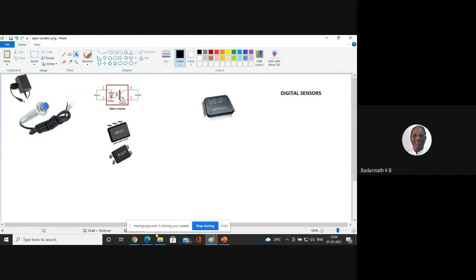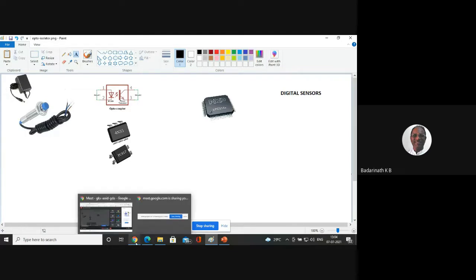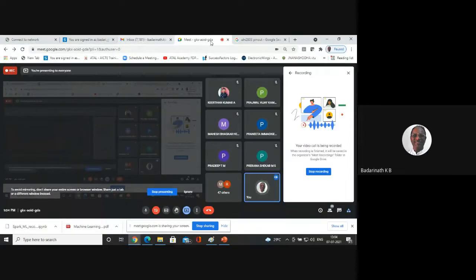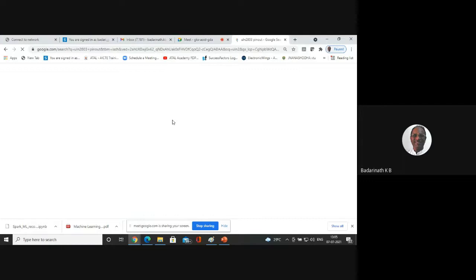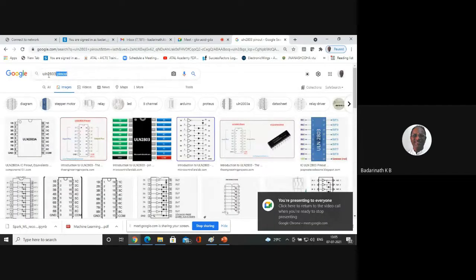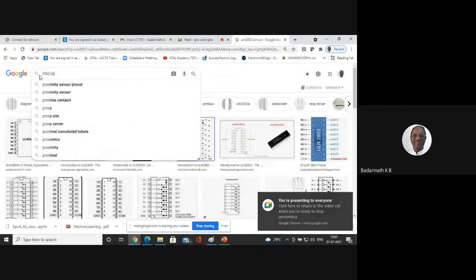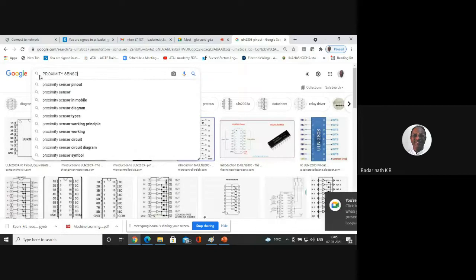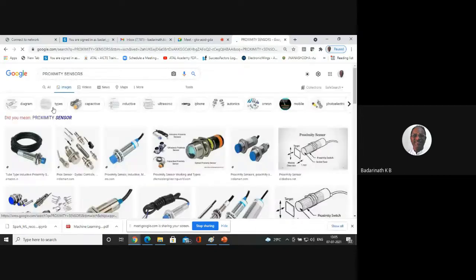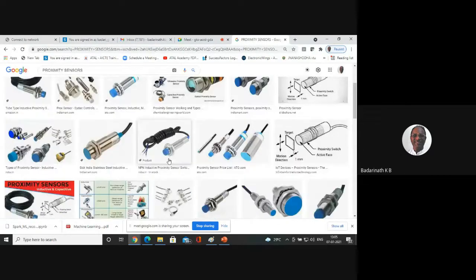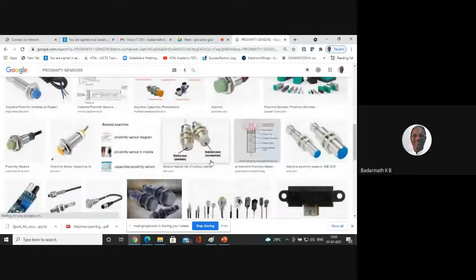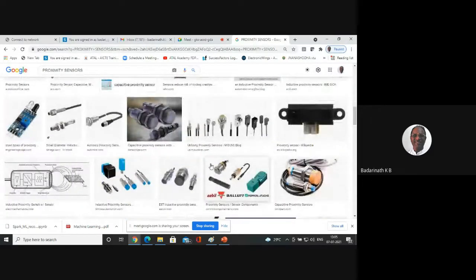Whenever you use that type of sensor, those sensors are popularly called proximity sensors. If you just type proximity sensor in Google, I want to show you that a number of sensors are available in the market. These are the proximity sensors available in the market. All these sensors are called digital sensors, very commonly used in the industry.